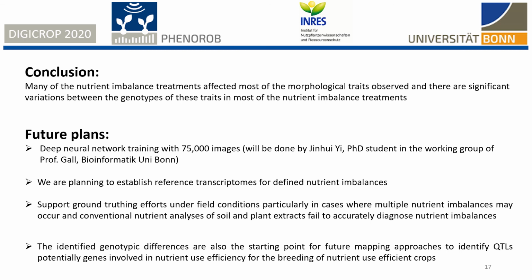In conclusion, many of the nutrient imbalance treatments affected most of the morphological traits observed, and there are significant variations between the genotypes in these traits in most of the nutrient imbalance treatments. Our future plan is to do deep neural network training with 75,000 images for symptom pattern recognition. This will be done by Jinhui, who is a PhD student with Professor Gall at the University of Bonn.